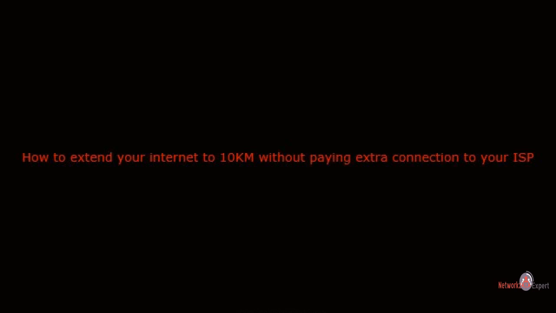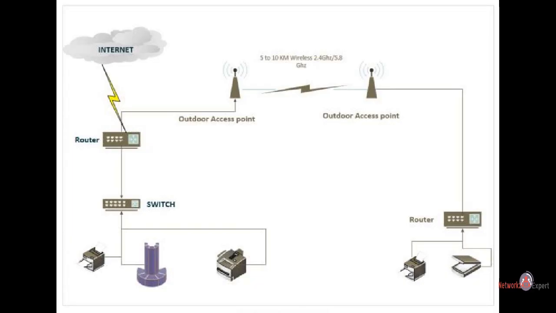Hi guys, this is Vadi Velan from Networks Experts, and today we're going to see how to extend the internet from one location to another location using an outdoor wireless access point. This is the topology we are going to test. I've already placed two outdoor access points on top of my roof, and the internet is connected to the master access point. Through the outdoor access point we are going to access the internet at the remote location too.